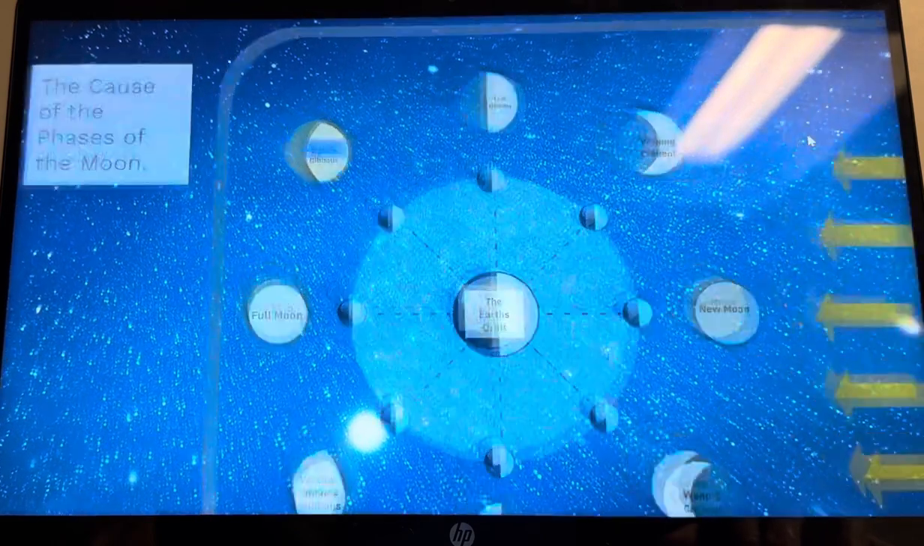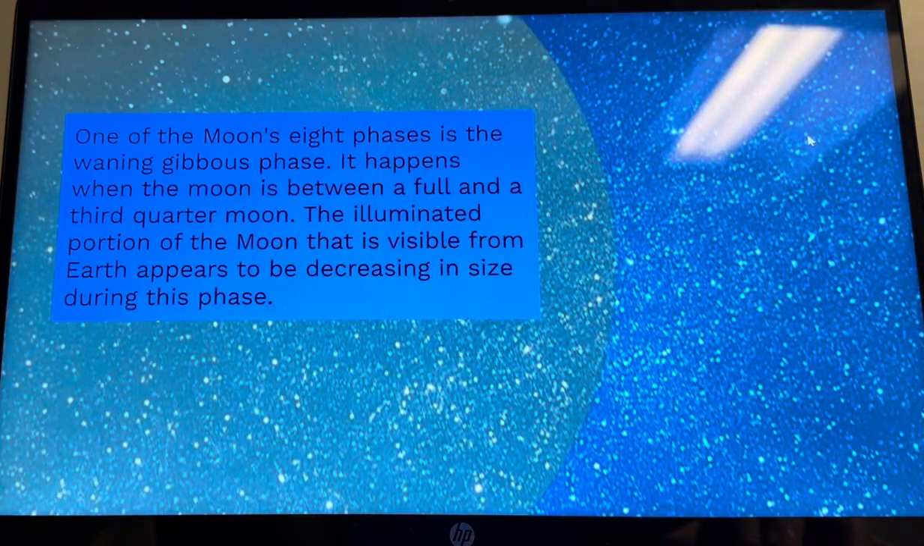Waning gibbous. One of the moon's 8 phases is the waning gibbous phase. It happens when the moon is between a full and a third quarter moon. The illuminated portion of the moon that is visible from Earth appears to be decreasing in size during this phase.